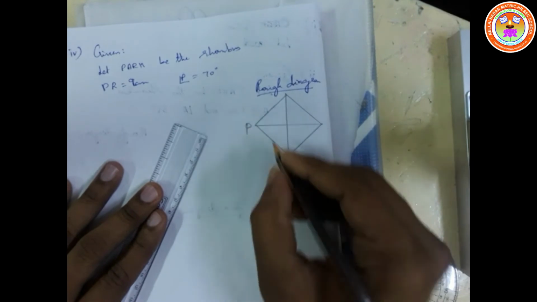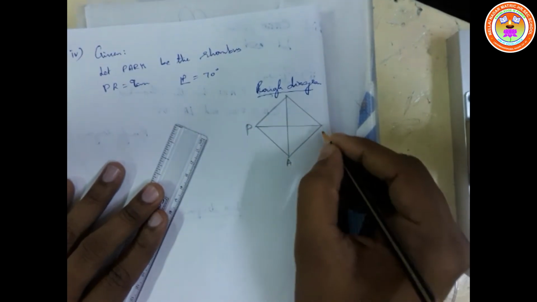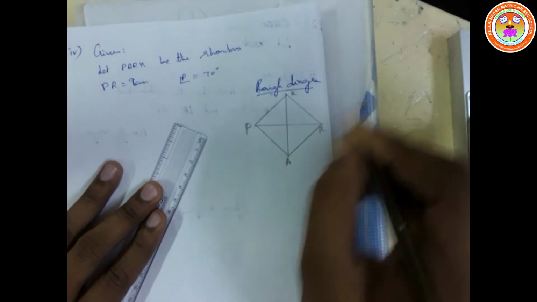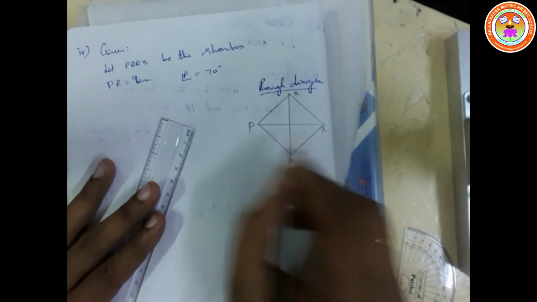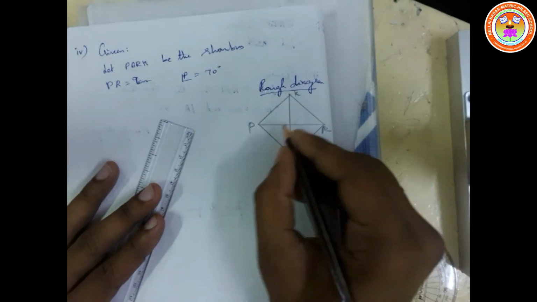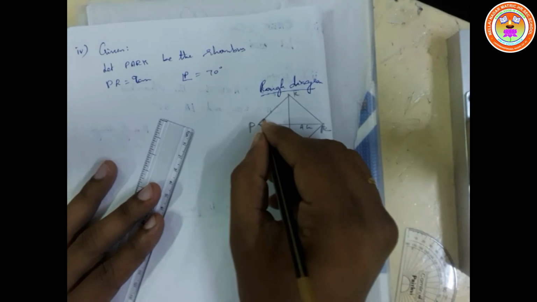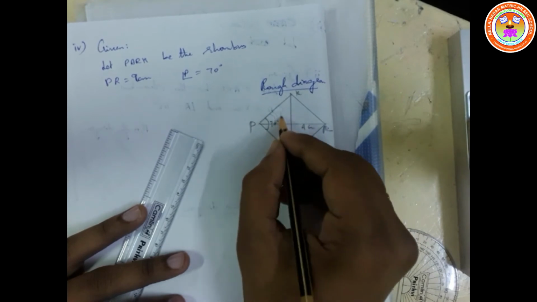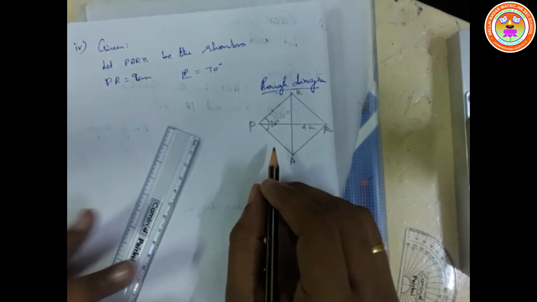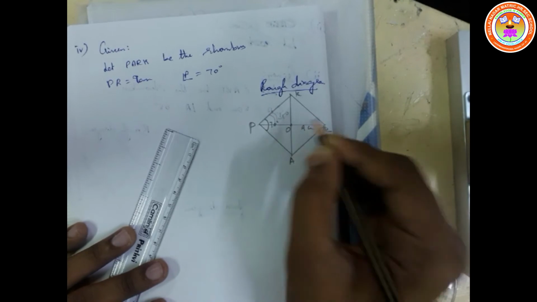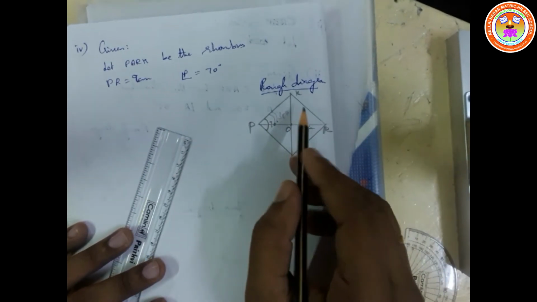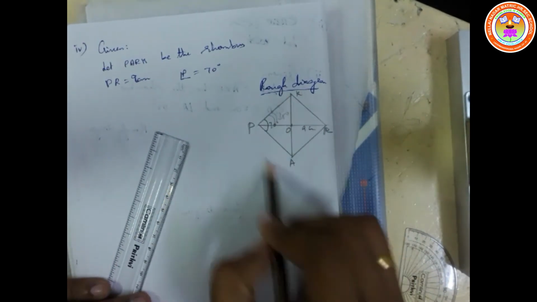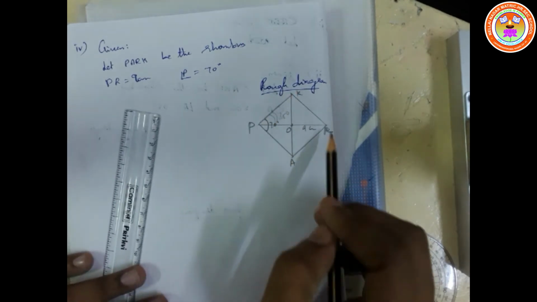Now PARK is given. So PR is nothing but 9 centimeter, and this full angle is 70 degree. Full measurement is 70 degree. So half of this is 35. We have to mark this center point as O. So these are all the given things. You have to mark them in the rough diagram.